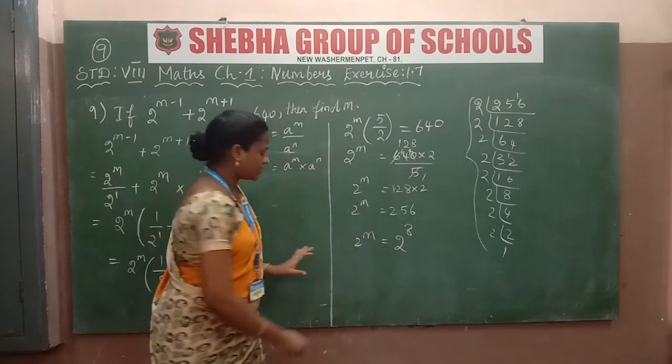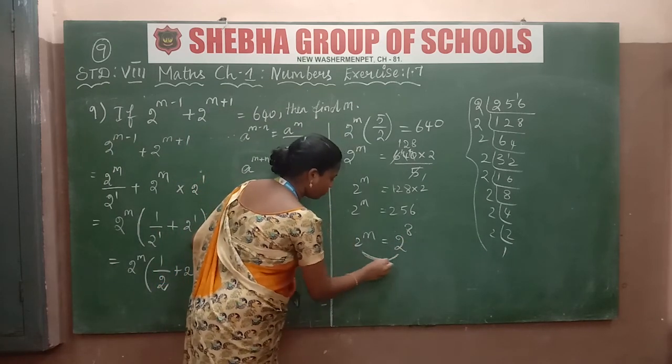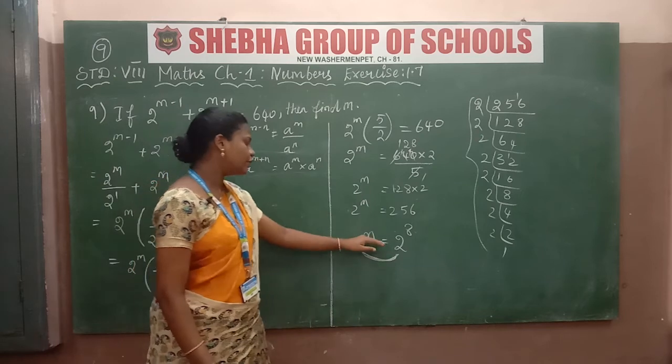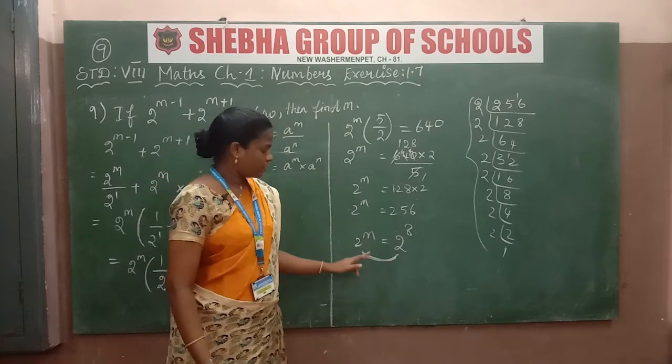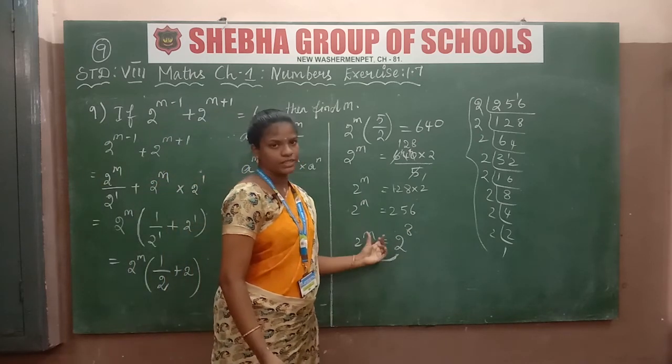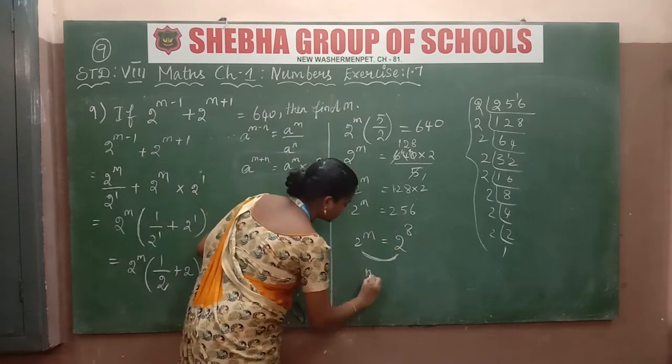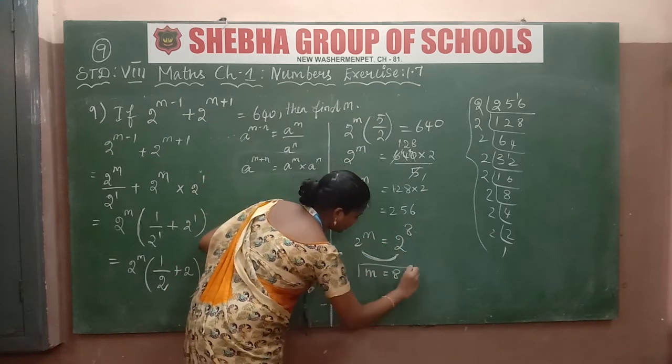Okay. Then same base is there, you know. Same base is there. So powers also the same. 2 to base also same, powers also the same. So m is equal to 8. So the value is m is equal to 8.